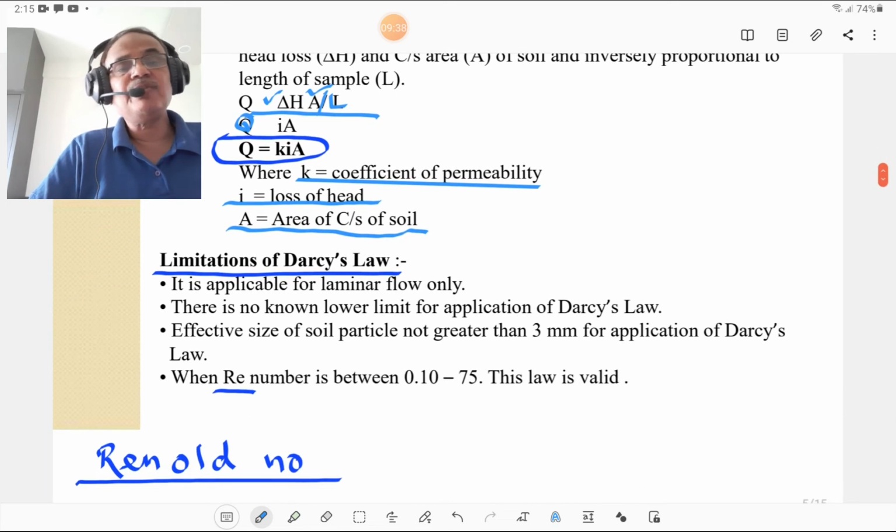What are the limitations of the Darcy's Law? It is applicable for the laminar flow only. Laminar flow means streamline flow, and the other flow is turbulent. It is not applicable for the turbulent flow, but it is applicable for the laminar flow. There is no known lower limit for application of Darcy's Law. That is the second limitation. Effective size of soil particle should not be greater than 3 mm for application of Darcy's law. So it is applicable for sizes less than 3 mm, and when the Reynolds number is between 0.10 to 75, this law is valid. That is also important.